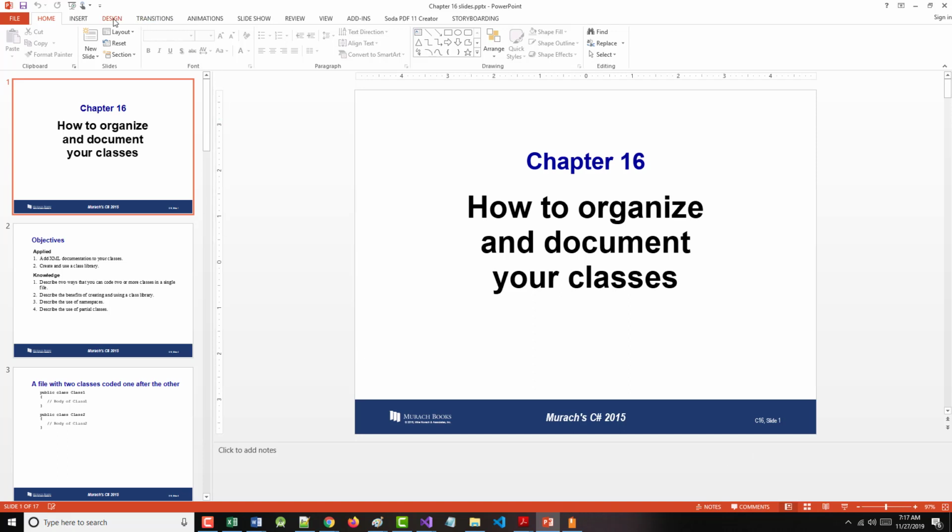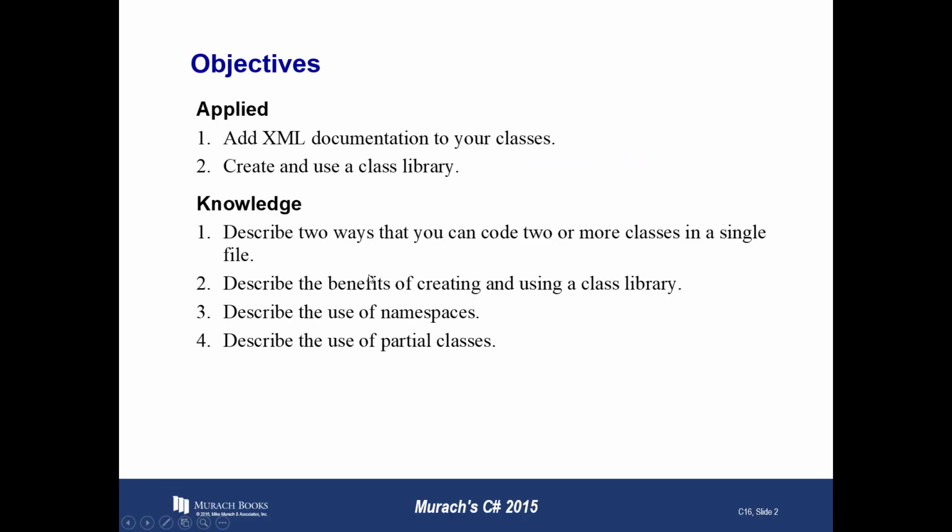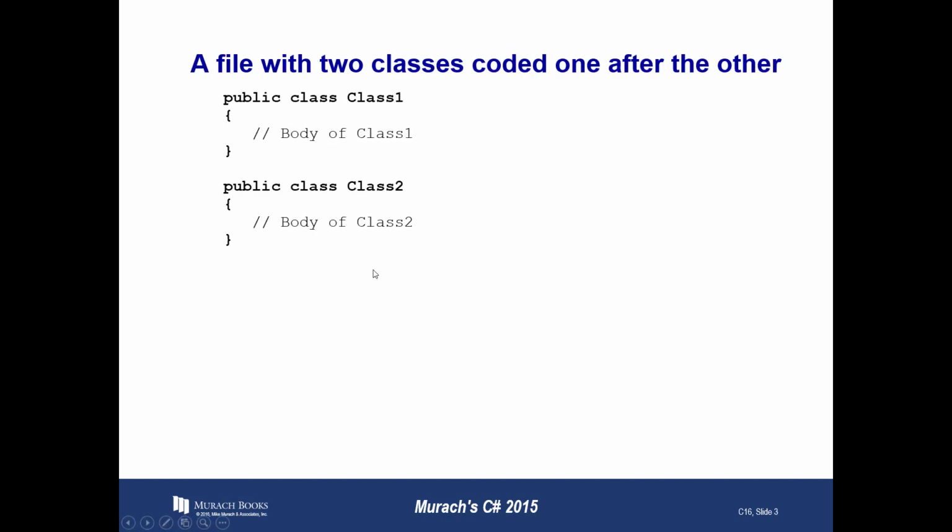So, how to organize and document your classes. Notice we have 2 applied objectives: add XML documentation to classes, create and use a class library, and 4 knowledge objectives. Describe 2 ways you can code 2 or more classes in a single file. Describe the benefits of creating and using a class library. Describe the use of namespaces, and describe the use of partial classes.